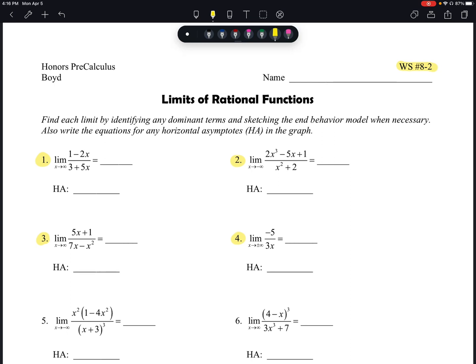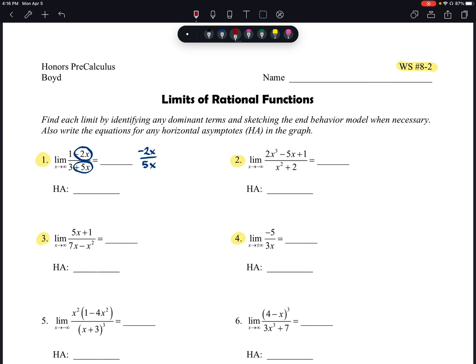Number 1, we have the limit as x approaches infinity of the function (1 minus 2x) over (3 plus 5x). So let's start out, first of all, by identifying what the limit would be. In order to do that, we need to identify the dominant term in the numerator and the denominator. It looks like we have a negative 2x in the numerator and a positive 5x in the denominator.